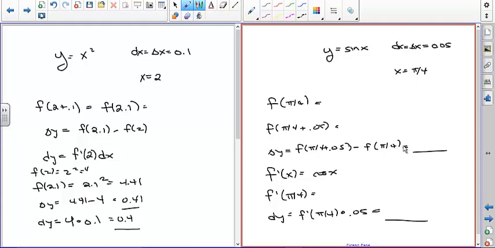And you'll find out that the smaller dx and delta x are, the closer dy and delta y will be, because as we've seen previously, as you zoom in on any curve, as you get a smaller increment, it approaches looking linear.